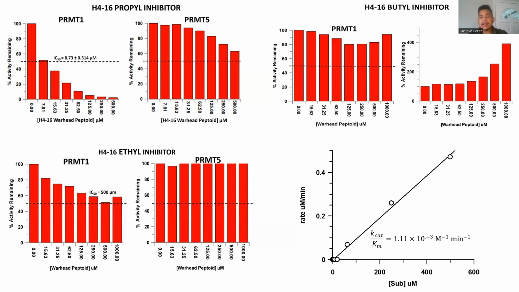We saw that instead of decreasing or staying stagnant, the percent activity was increasing with increasing compound concentration. This interesting result led us to believe that the H416 butyl compound against PRMT5 is not acting as an inhibitor, but rather as a substrate due to that increased carbon chain. So we then ran a KM assay that measures the enzyme's affinity for the substrate, which confirms that theory.